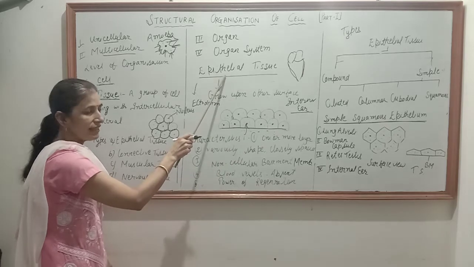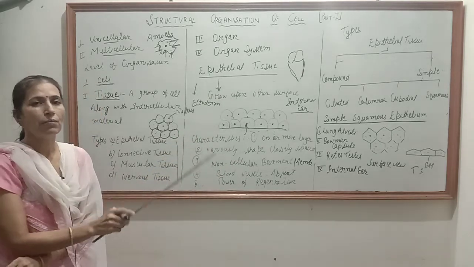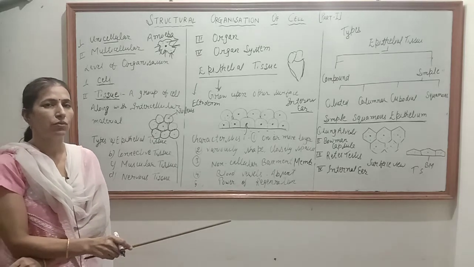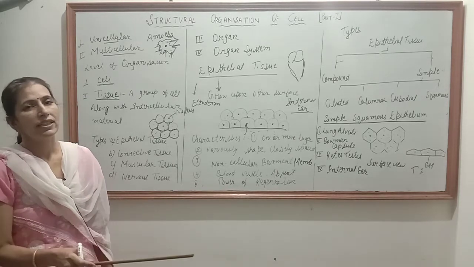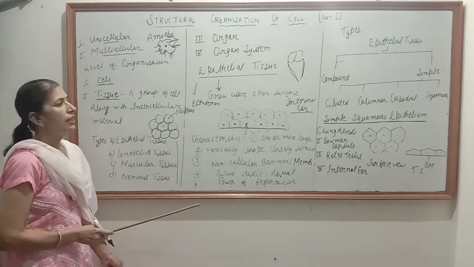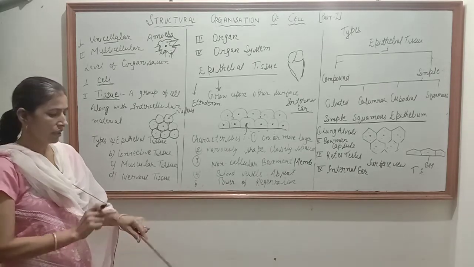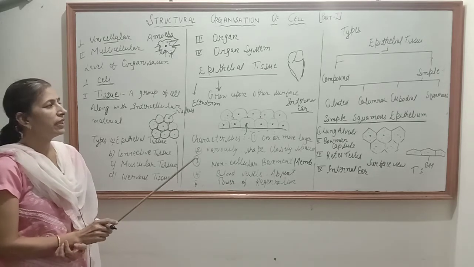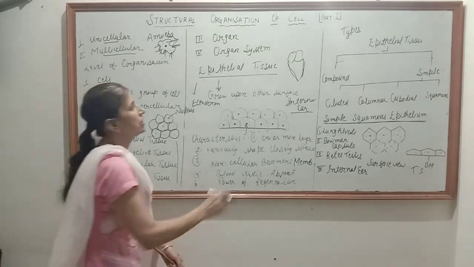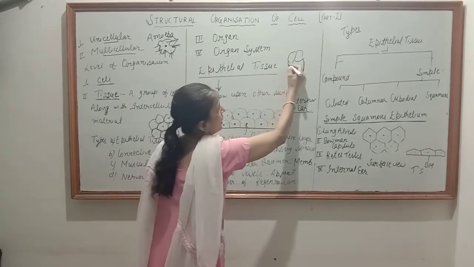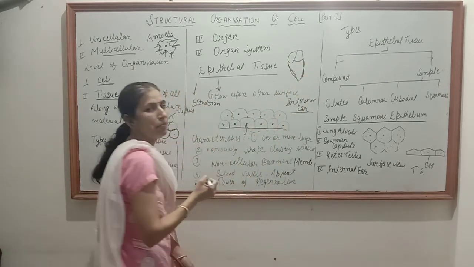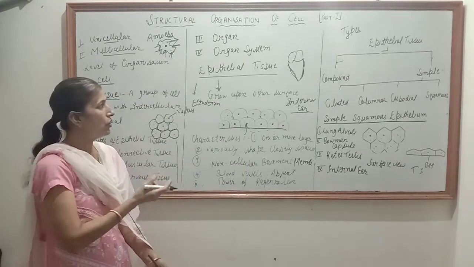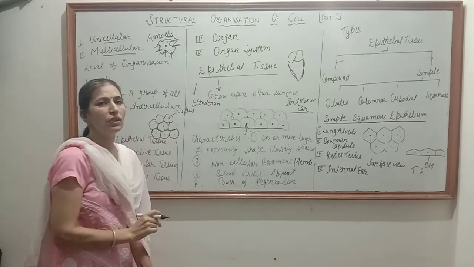So what is the epithelial tissue? It is composed of one or more layers of cells which are present on the internal as well as external surface of the body. External surface means here is the skin. In the skin, epithelial tissue is present. Internal surface, if you see, this is the heart, and here epithelial tissue is present. This is the internal surface.